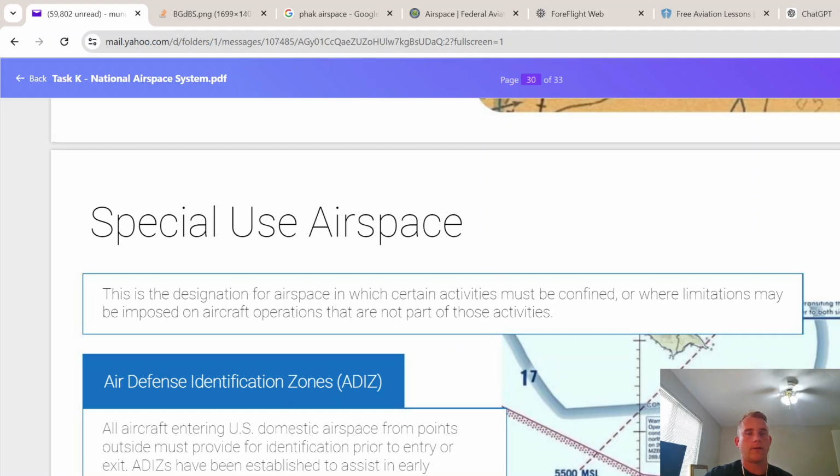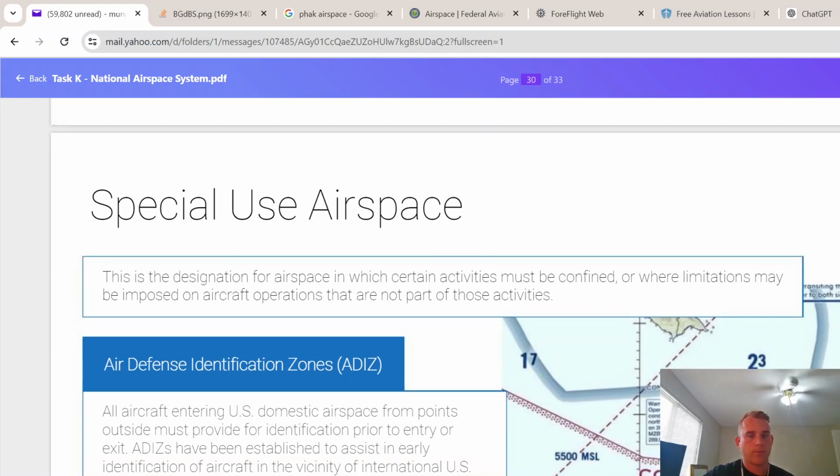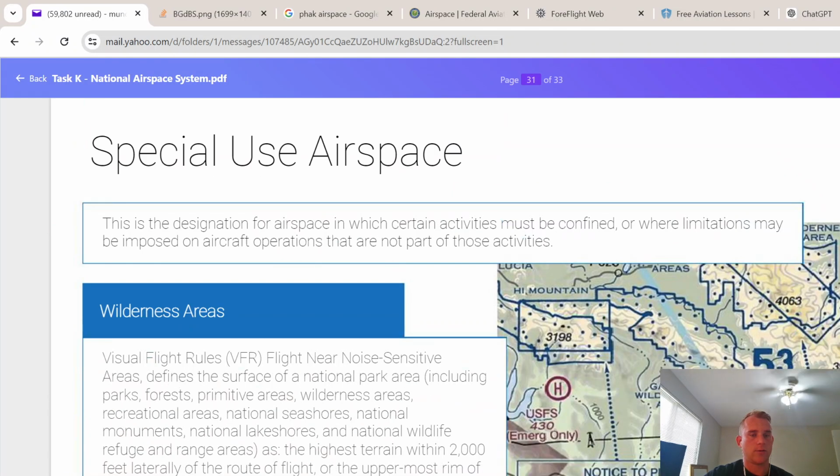Okay, aircraft defense identification zones. These are basically entryways into American airspace that when you're about 15 minutes away from it, you can give them a call and let them know, I'm coming in. I've never seen these, never had to deal with these. I probably never will. If you're starting to notice, we're starting to blow through this because we're coming up on our 30-minute mark.